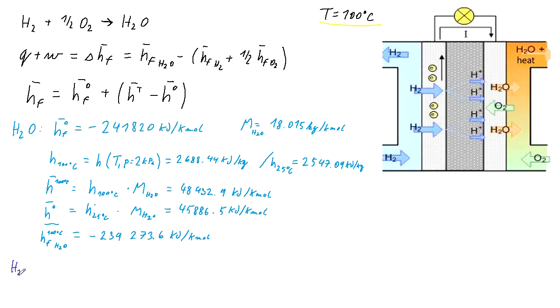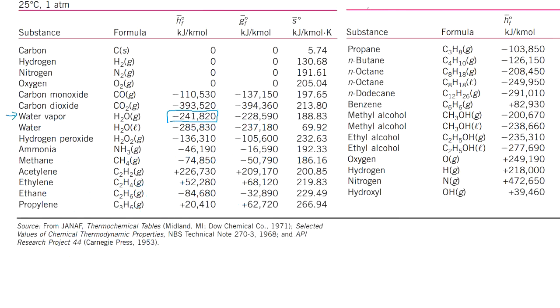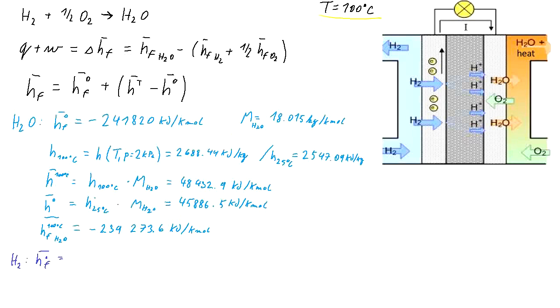So for the hydrogen, the enthalpy of formation at standard condition is, as you can see over here, 0, because it's a reference condition, so it's nice that we don't need to calculate anything more from that. Kilojoules per kilomole. The molar weight of the hydrogen molecule is 2.016 kilogram per kilomole.